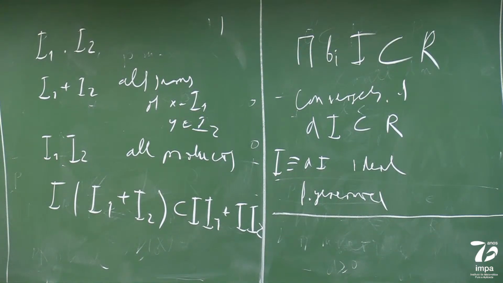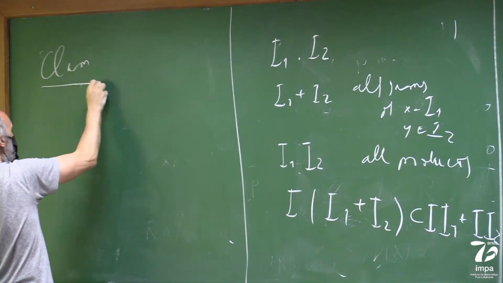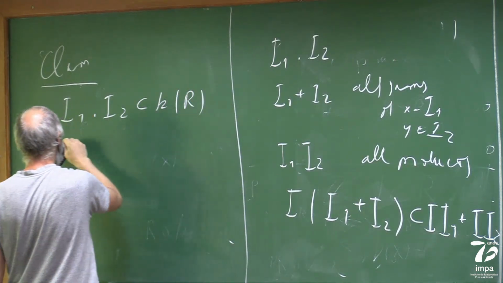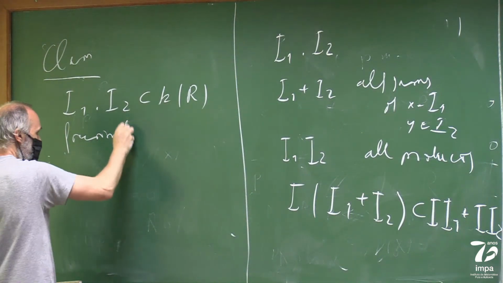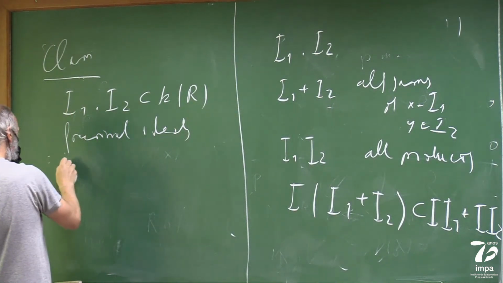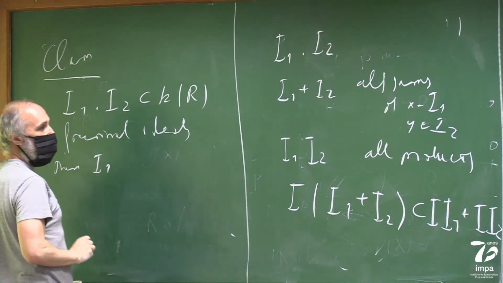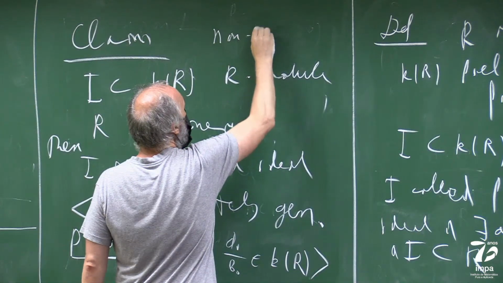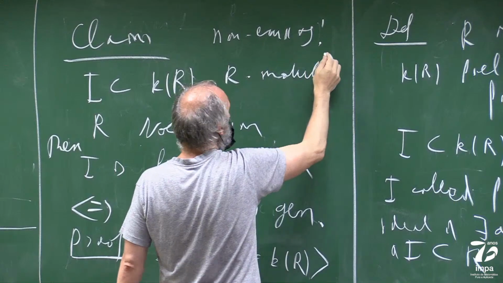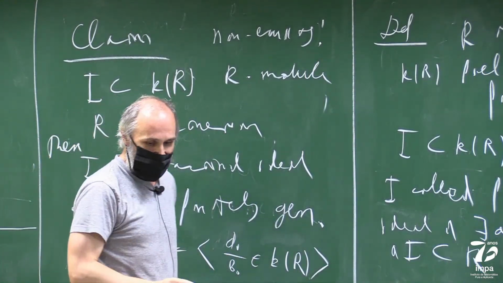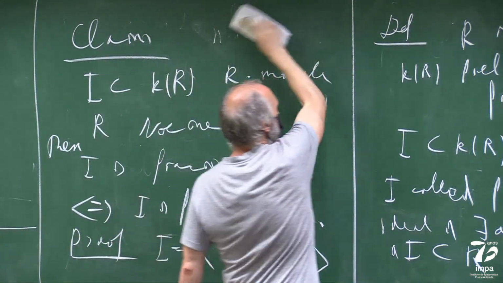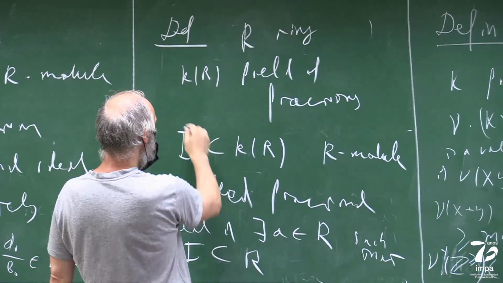So, claim: you have I1, I2 in K of R that are fractional ideals. Then I1... Oh, sorry. Of course, I feel very stupid, sorry. It should be non-empty. No, sorry, it should be in the definition. In the definition, it should be non-zero. They forgot to tell.